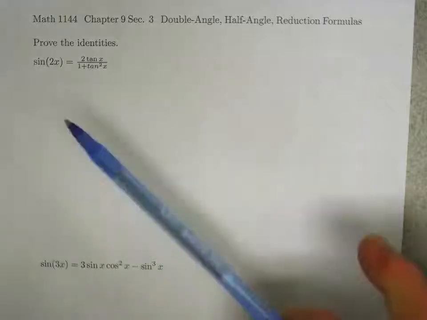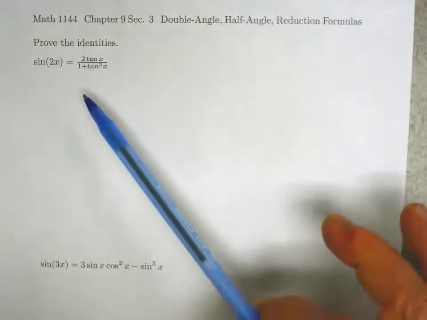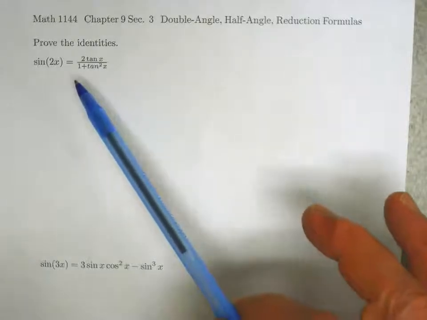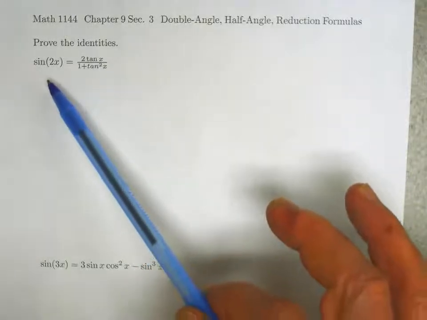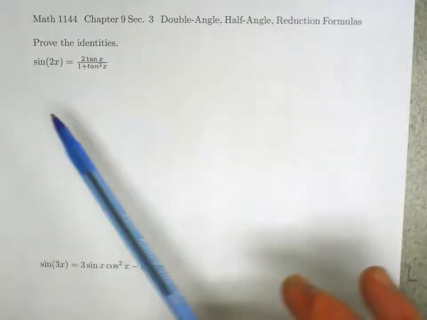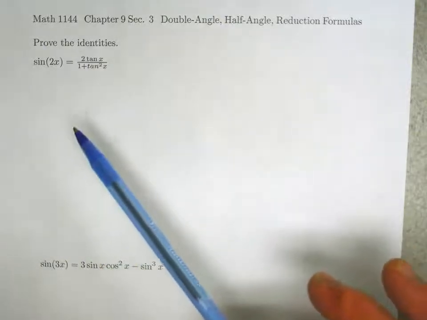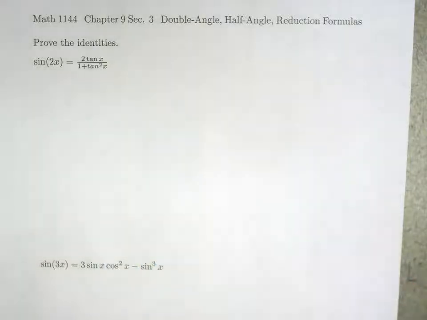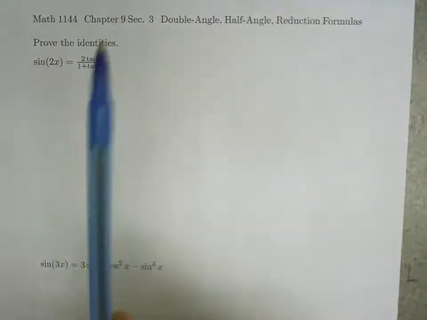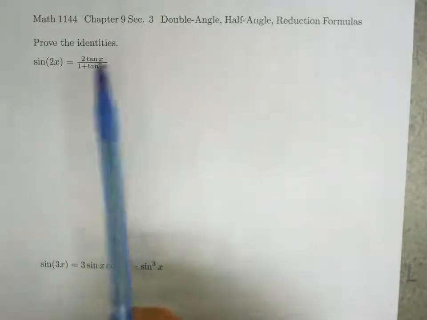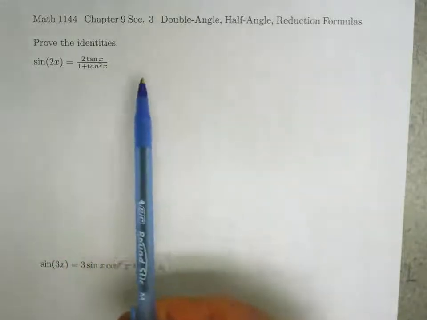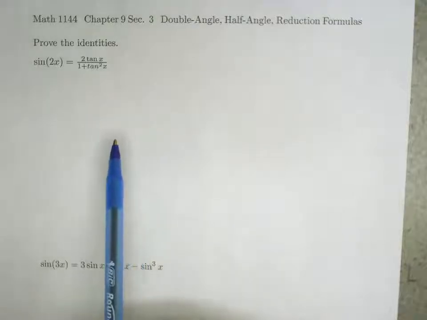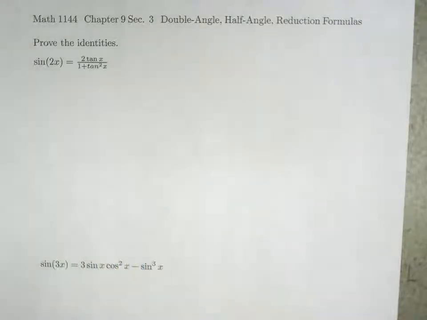I'm thinking that there's no end to how many identities can be thought up. So there's different approaches for proving identities. Ideally, the goal would be, if you start on one side and continue working until you get to the other side, that's the ideal.